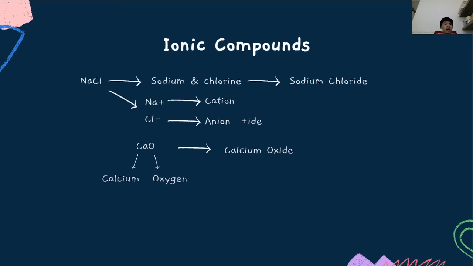The positively charged ion is called a cation, while the negatively charged ion is called an anion. The way you name the anion, you change the suffix of the compound with IDE. So NaCl is sodium chloride. There's CaO. Ca stands for calcium and O stands for oxygen. So calcium oxide.